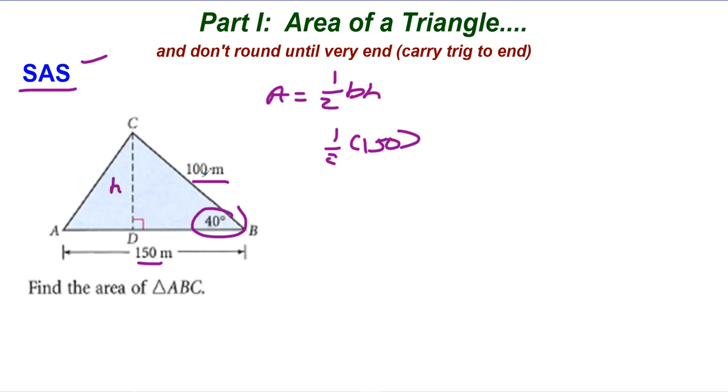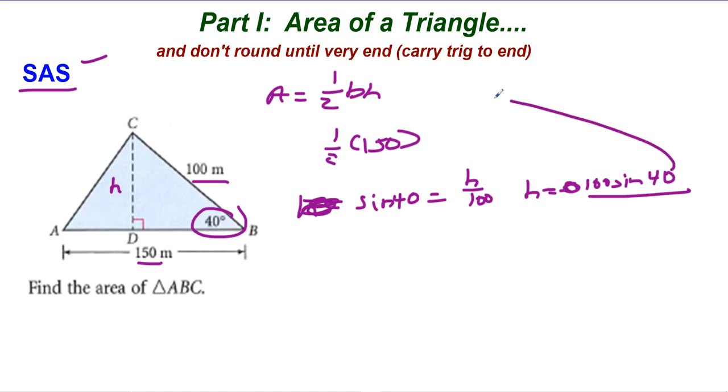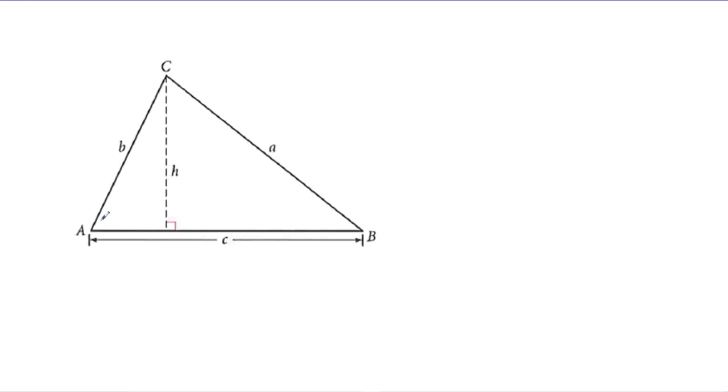This is opposite over hypotenuse, that's sine. So sine of 40 is equal to h over 100, right? So opposite over hypotenuse. We're going to multiply by 100 on both sides. So h is equal to 100 sine of 40. I'm going to take that and plug it in right here. So that's just 100 times sine of 40. Put that in the calculator and you have the area of the triangle. So I just showed you how to derive it, but I want to do it one more time.